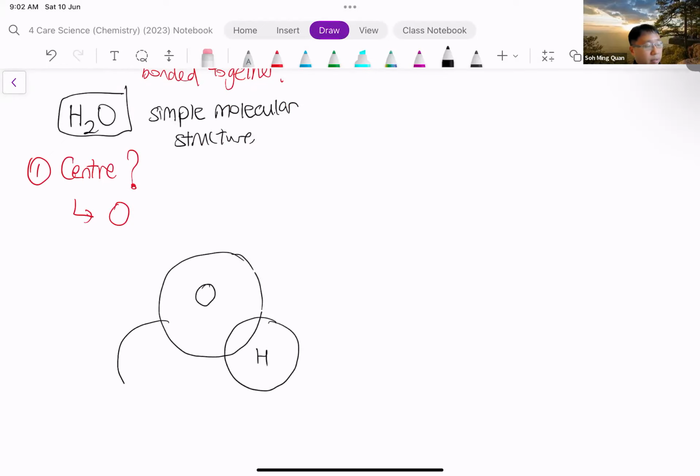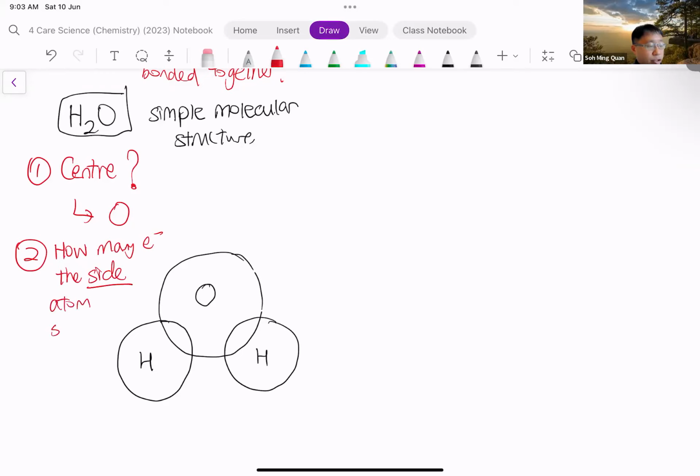Okay, so now when I draw the molecule, oxygen should be the center. Hydrogen, hydrogen. All right, oxygen goes into the center, hydrogen goes to the side. So what do you notice? The hydrogen atoms have to all bond to the center. They all connect to the center. The hydrogen doesn't bond to each other. The hydrogens must bond to the center, which is oxygen. The next step is to try to work out how many electrons the side atoms will share.